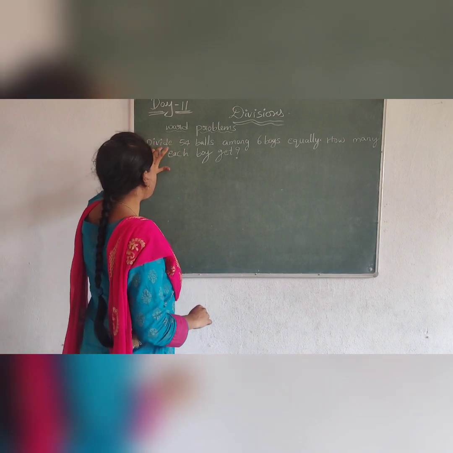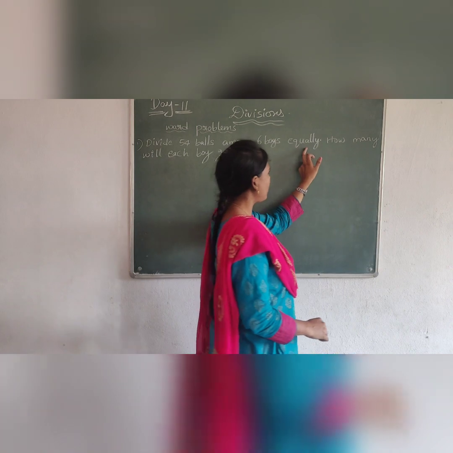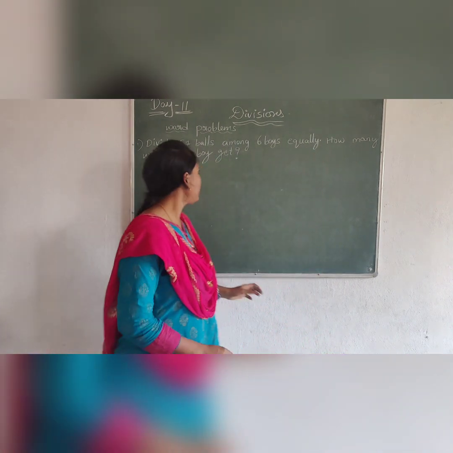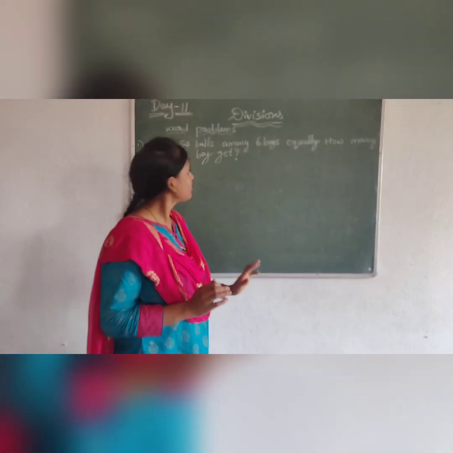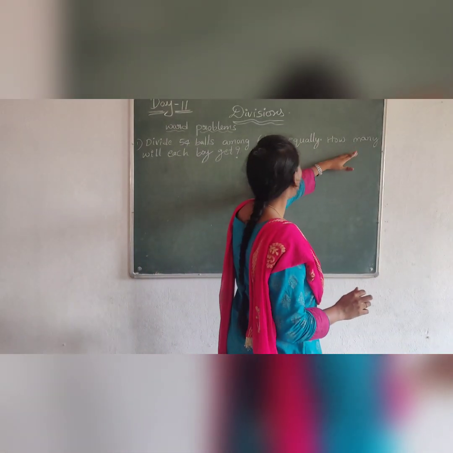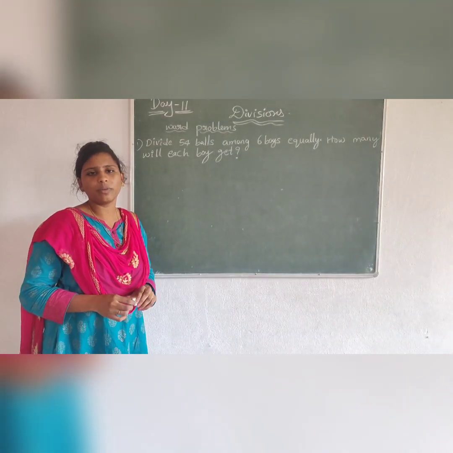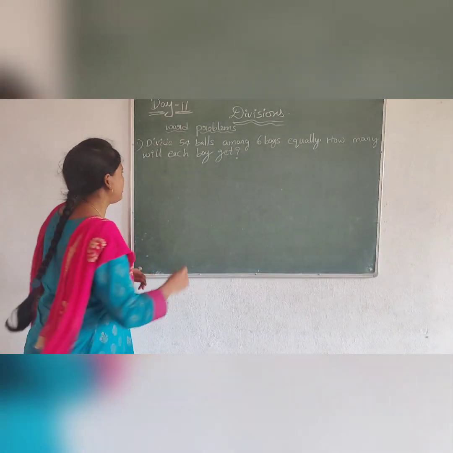First one is divide 54 balls among 6 boys equally. How many will each boy get?